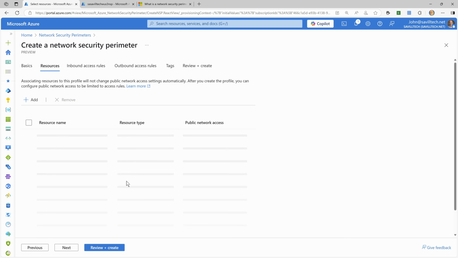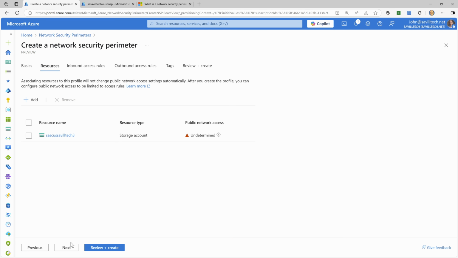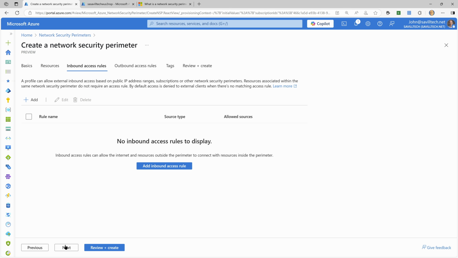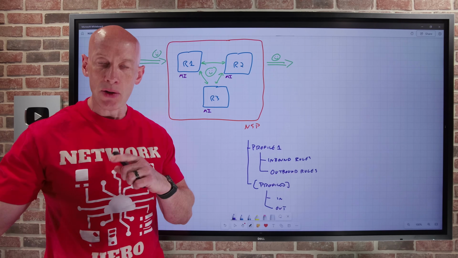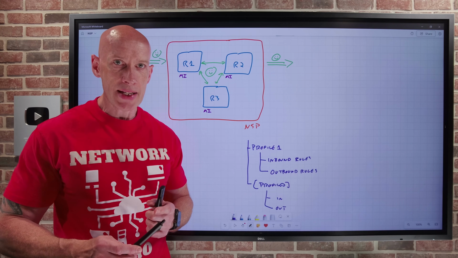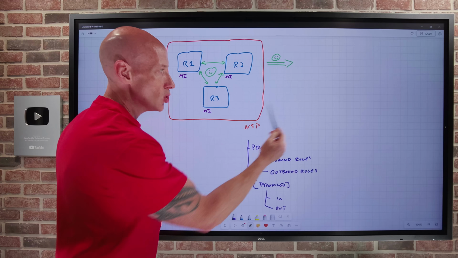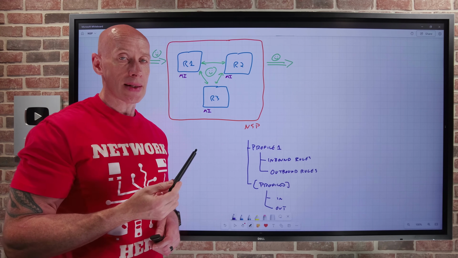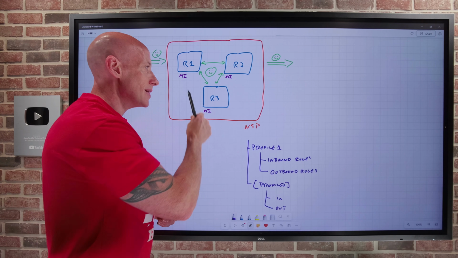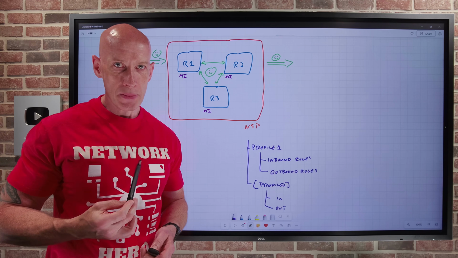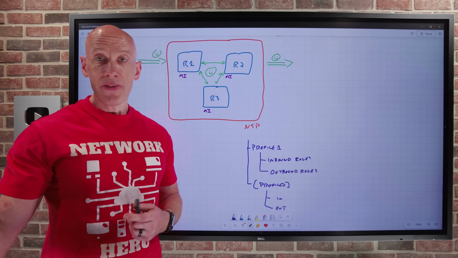But you would select the resources you want. You could add more later on. And then you can go and set the various rules. Now, one thing to be very clear here, a resource can exist in one and only one NSP. I cannot take this resource and associate it with NSP1 and NSP2 and NSP3. You can't do that today. So a resource can exist in a single NSP. And now I would go and define the rules.